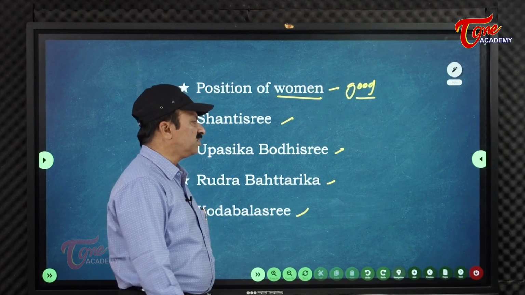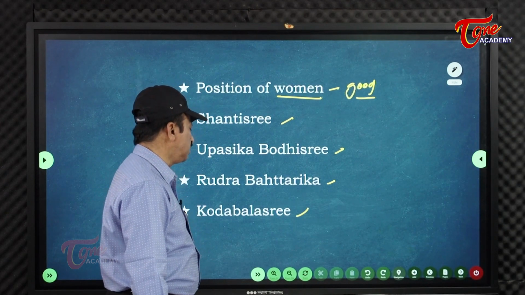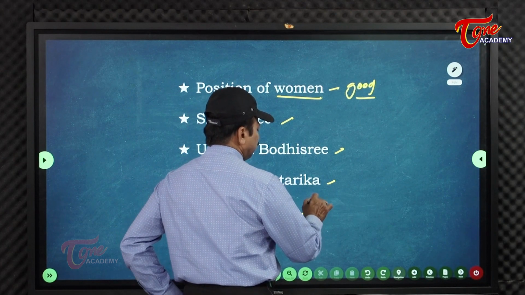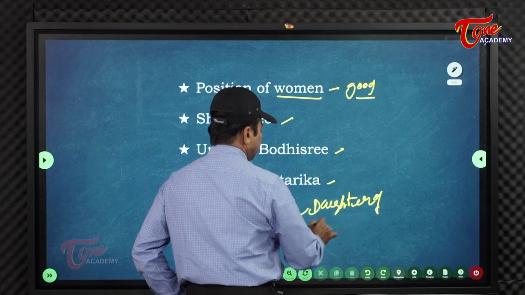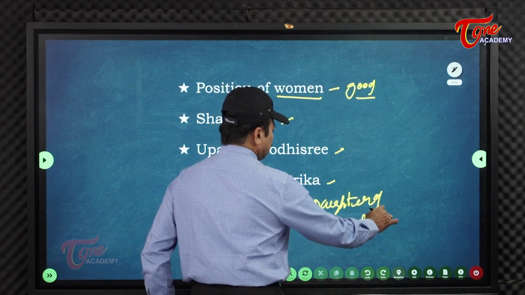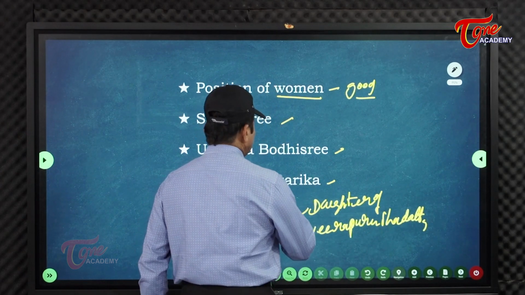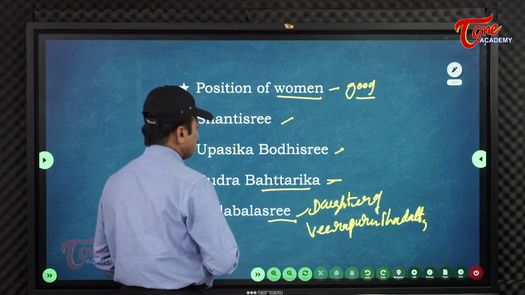Kodabali Shiri is the daughter of Veera Purusha Datta. Kodabali Shiri also contributed money for Buddhism. Rudra Bhattarika was the wife of, so we know, the Ikshvaku dynasty's greatest ruler.